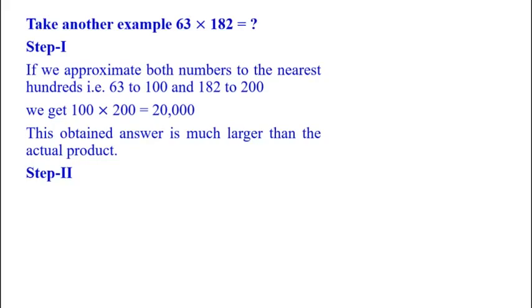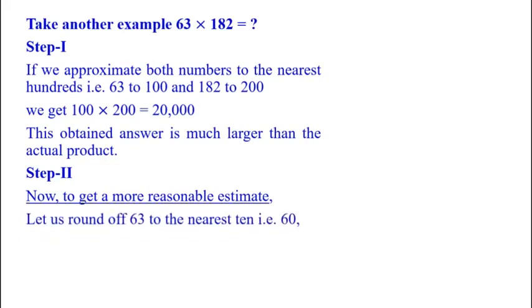Then step 2. Now to get a more reasonable estimate, let us round off 63 to the nearest 10, that is 60, and round off 182 to the nearest 10, that is 180. We got 60 into 180 is equal to 10,800. It is a good estimate but not quick enough. So let us solve in another method.